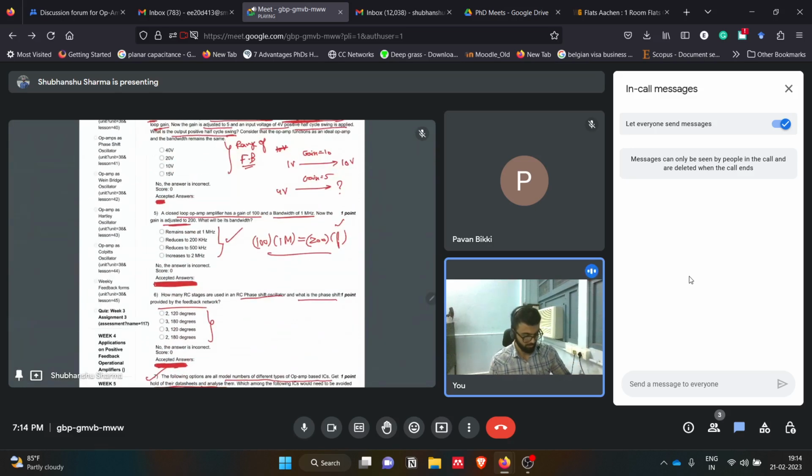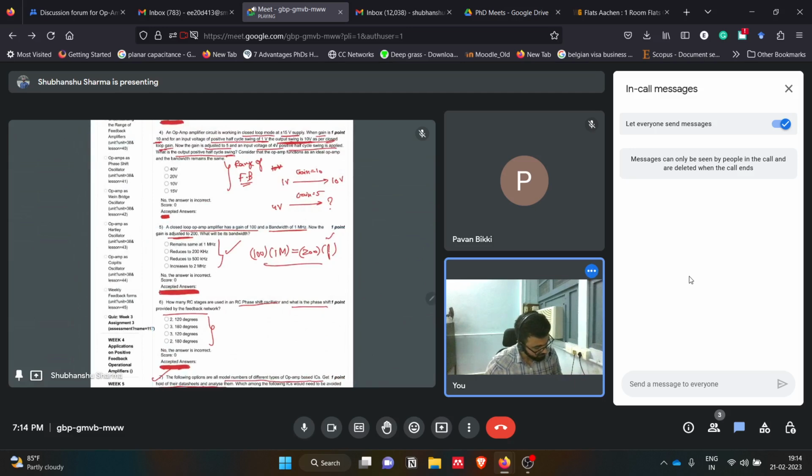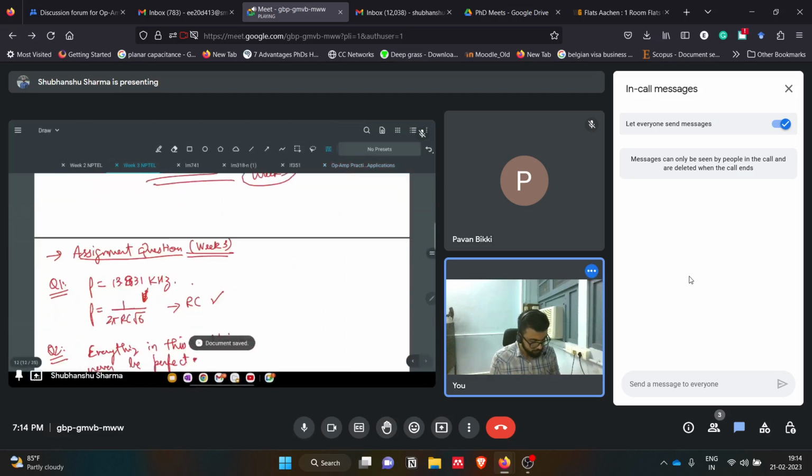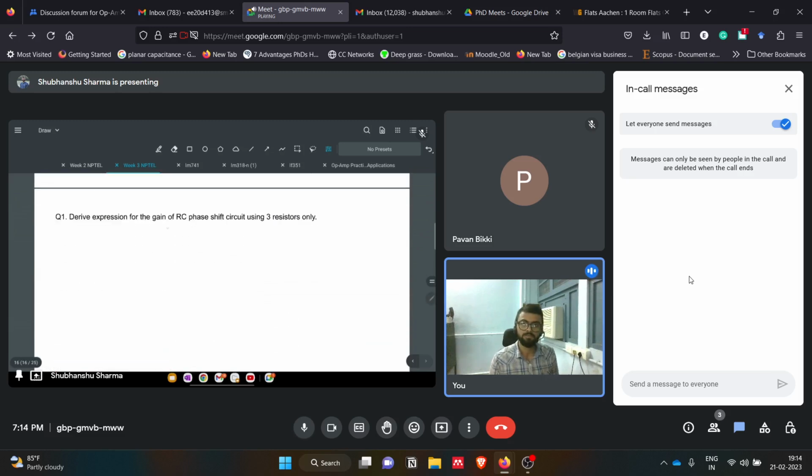So there was one doubt for most of the people. There was a doubt regarding one question where the sir used an RC phase shift circuit using three resistors only, but initially he told about four resistors. One resistor was at the input terminal of the negative terminal of the op amp, and then three RC circuits were used. But then three resistors were used, and the RC phase shift circuit was being realized.